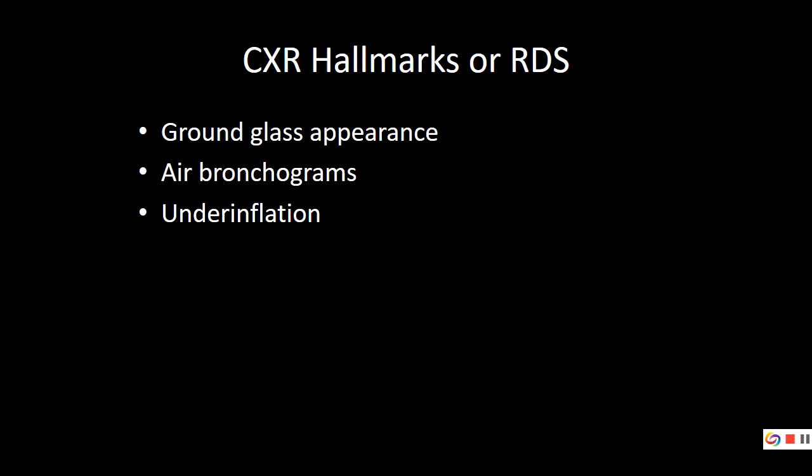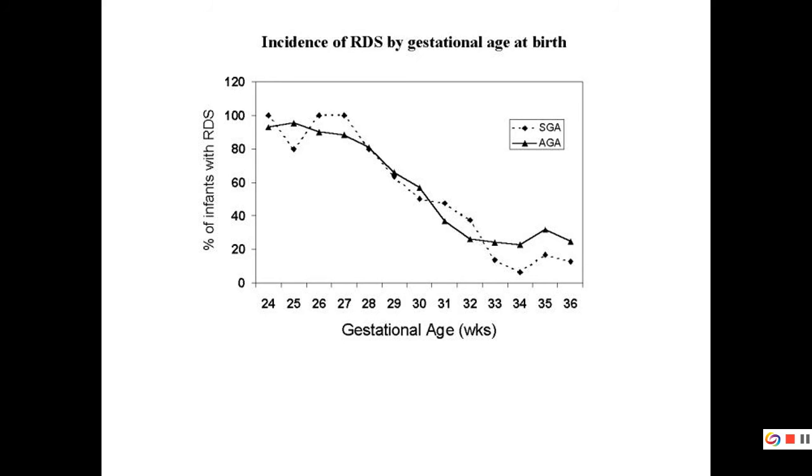So the classic hallmarks on a chest x-ray: ground glass appearance of the lung parenchyma, air bronchograms, and underinflation. So air bronchograms are basically, if you imagine the lung tree and there being air inside the branches of the tree with collapsed alveoli around them, you can kind of see the dark lung tree outlined. That's what an air bronchogram is.